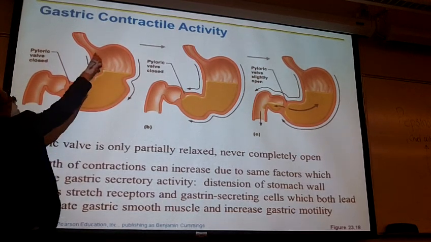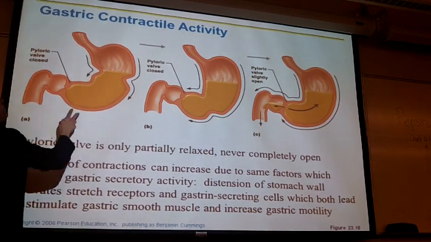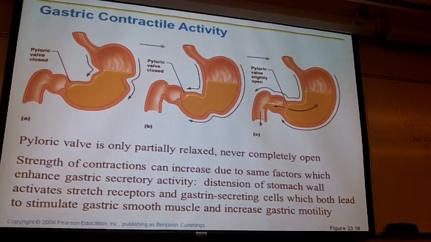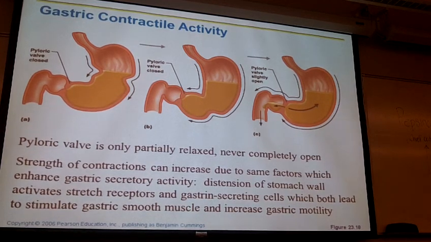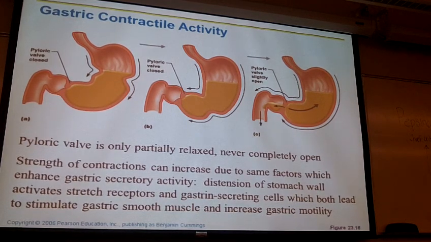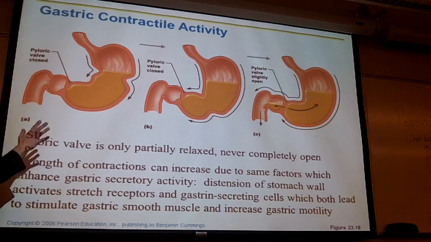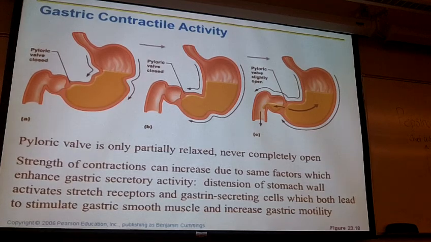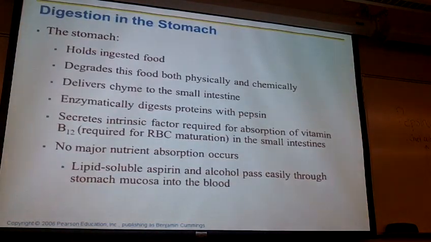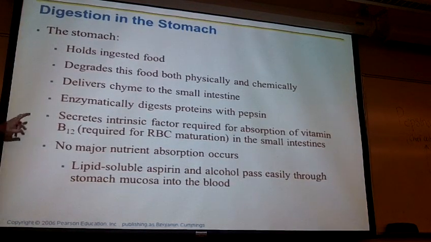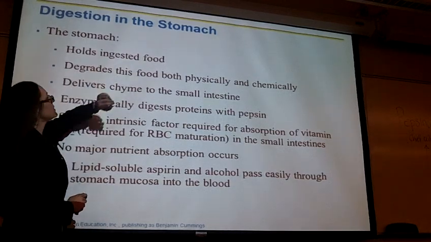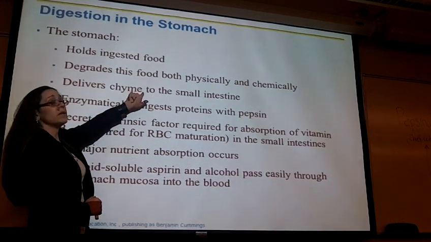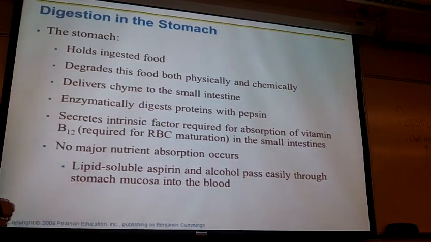And that can start to damage that cardiac valve. That can start causing material to go up into the esophagus. It can induce vomiting. It can cause all kinds of problems. So slow motility is a big problem for many reasons. Big problem for the stomach. Now, so the stomach can hold ingested food. It's delivering chyme to the small intestine via that pyloric valve.